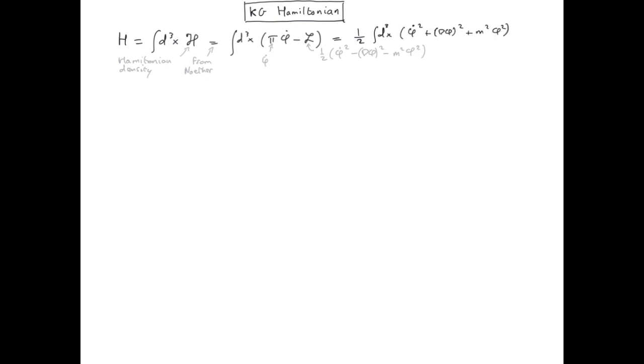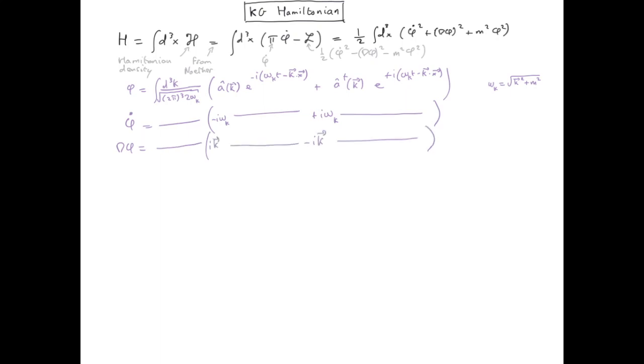We now would like to express the Hamiltonian as a function of the A and A dagger operators, and for that we need to recall the expression for phi, the time derivative of phi, and its spatial derivatives. We see that we need the square of phi dot, and the square of nabla phi. So we need to square these expressions.